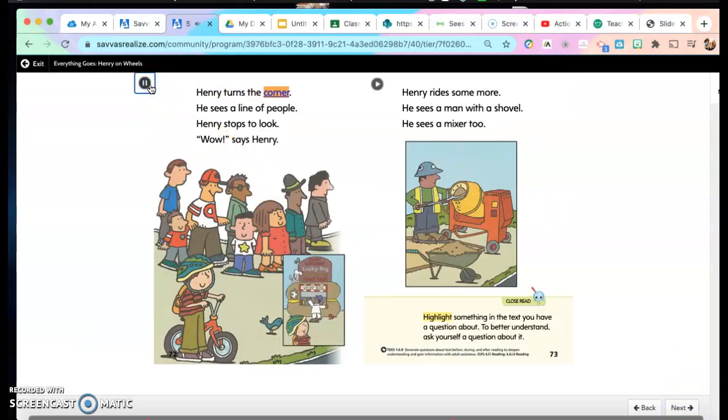Henry turns the corner. He sees a line of people. Henry stops to look. "Wow," says Henry.